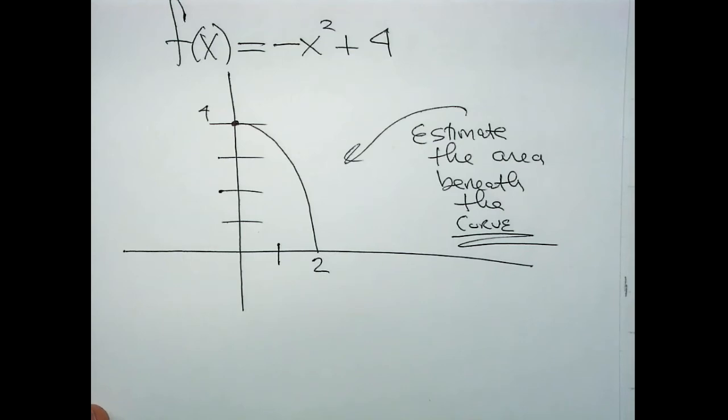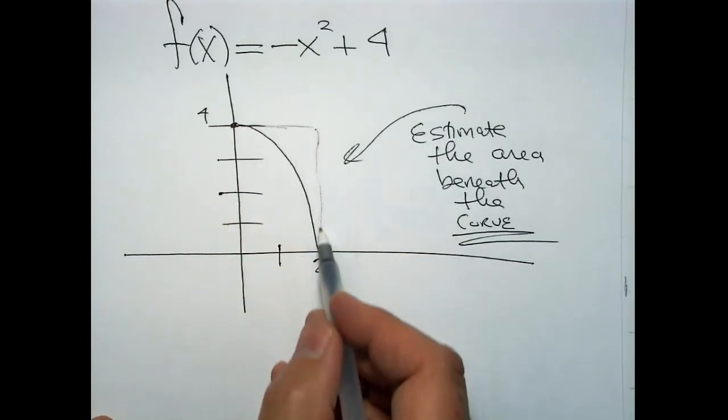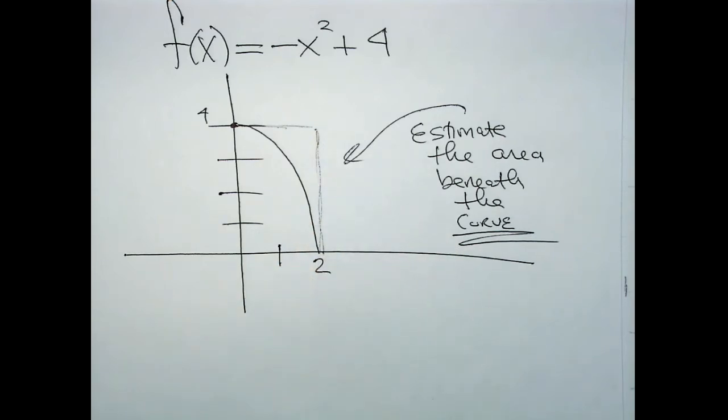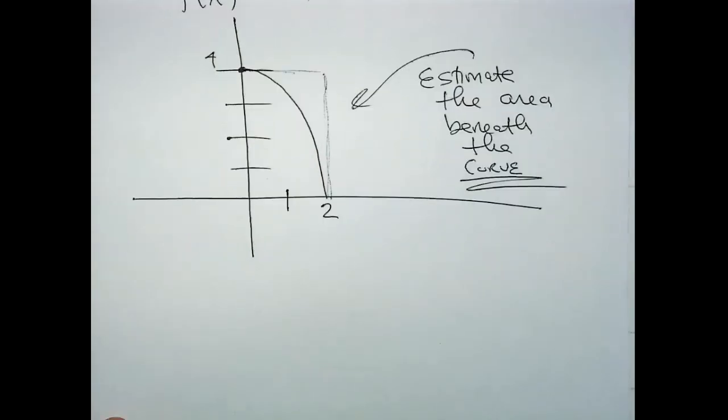Now, one gross approximation would be to just draw a rectangle, right? 4 by 2 is 8. So if I drew a 4 by 2 rectangle, you could immediately say that's an over-approximation. 4 times 2 is 8. The area is not 8. I can visually see that it's less than that. But how about we get a more accurate reading on area?